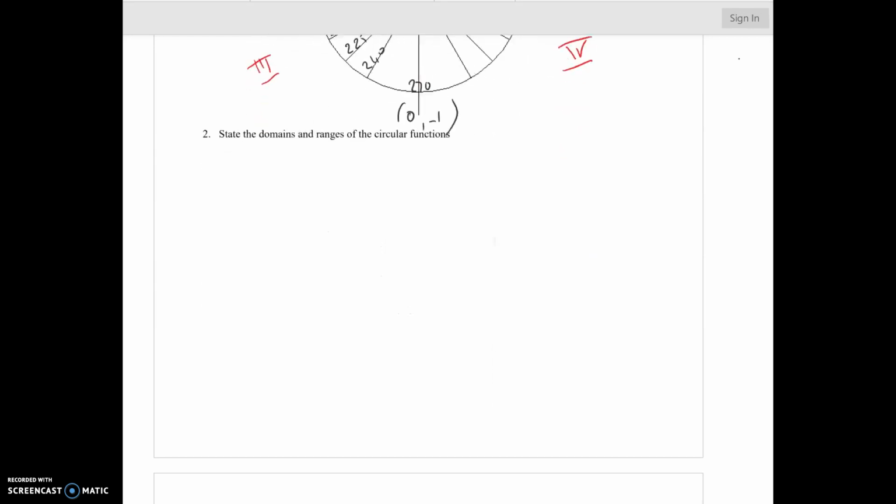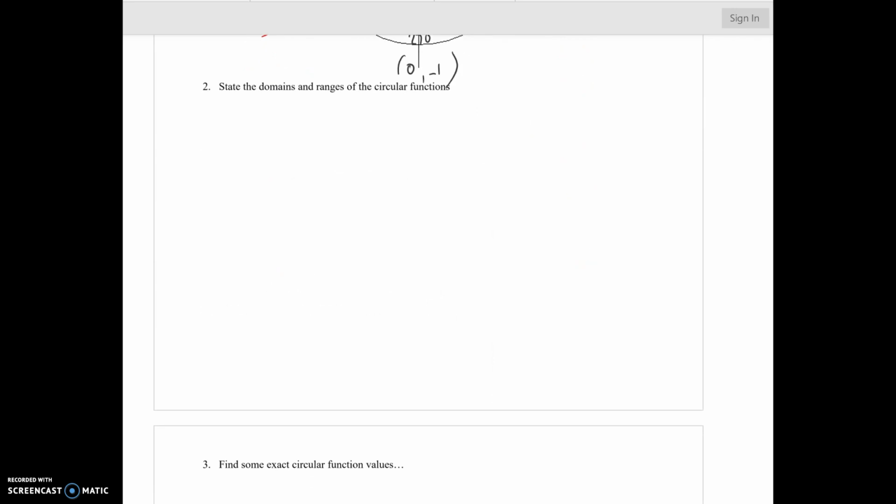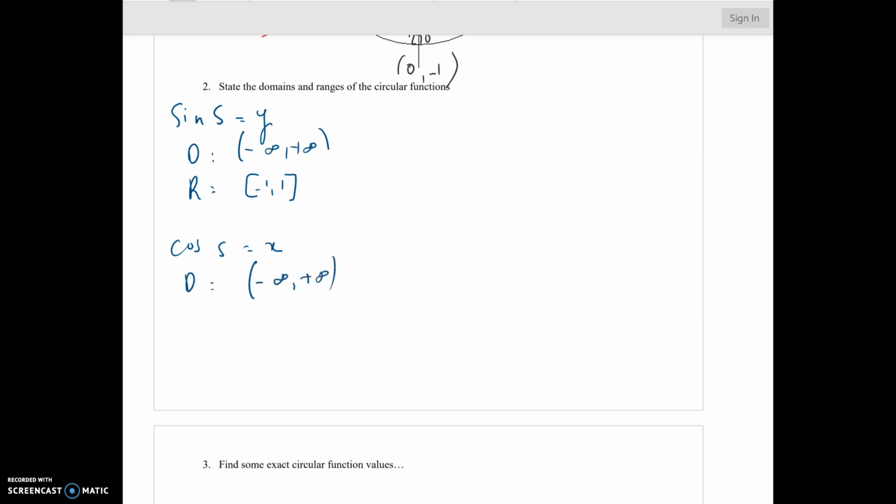So let's state the domain and the range of a circular function. When I look at sine s, which is equal to y, I know the domain will be (-infinity, plus infinity), and the range is going to be [-1, 1]. For the cosine, which is cosine equal x, the domain is also (-infinity, plus infinity). There is always a parenthesis when you're dealing with -infinity or plus infinity, and the range is also [-1, 1].